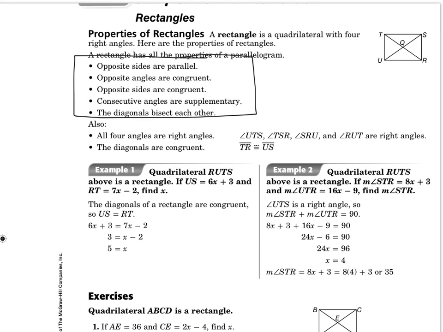Right? There's two new things we know about rectangles. Okay, the one thing you know about rectangles, the definition of a rectangle, is that it has all four angles as right angles. Okay, so when you have the right angles, you know it's a rectangle. Okay, one other thing you know about this is the diagonals are congruent. Okay, so TR and US are congruent.